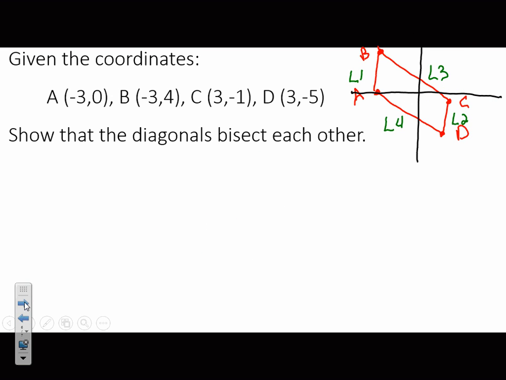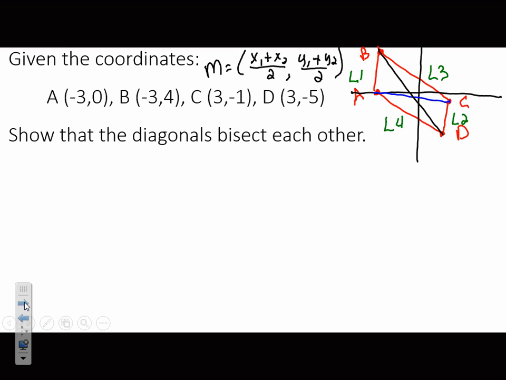All right, moving on. We're given the coordinate points A, B, C, and D. We need to show that the diagonals bisect each other. So I drew it out over here, and I'm going to put in both my diagonals, my blue one and my black one here. Now we need to show that they bisect, so their midpoints have to be the same. So for this one, we're going to use the midpoint formula, which is x1 plus x2 all over 2 and y1 plus y2 all over 2.